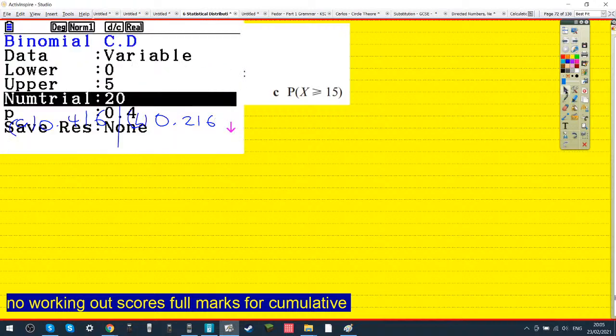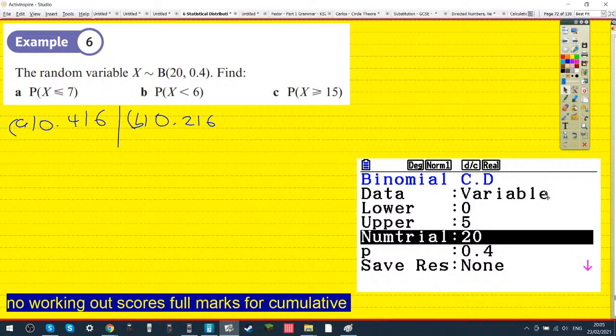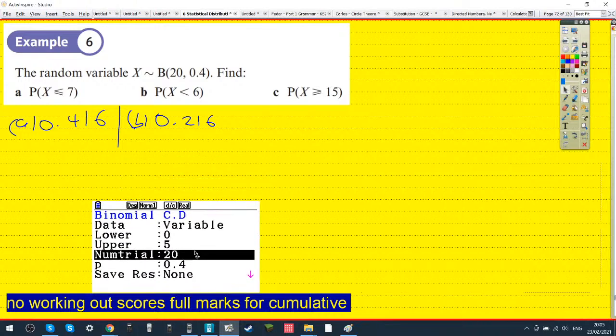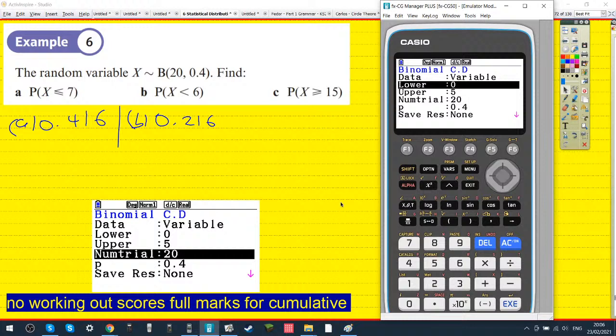Okay, a third one. Is it anything above 15? So lower would be 15. Correct. Then what would upper be? What's the highest value you can take? How many trials? Oh, there's 20 trials, so 20. So upper is 20, and then number of trials 20, and then everything's the same.